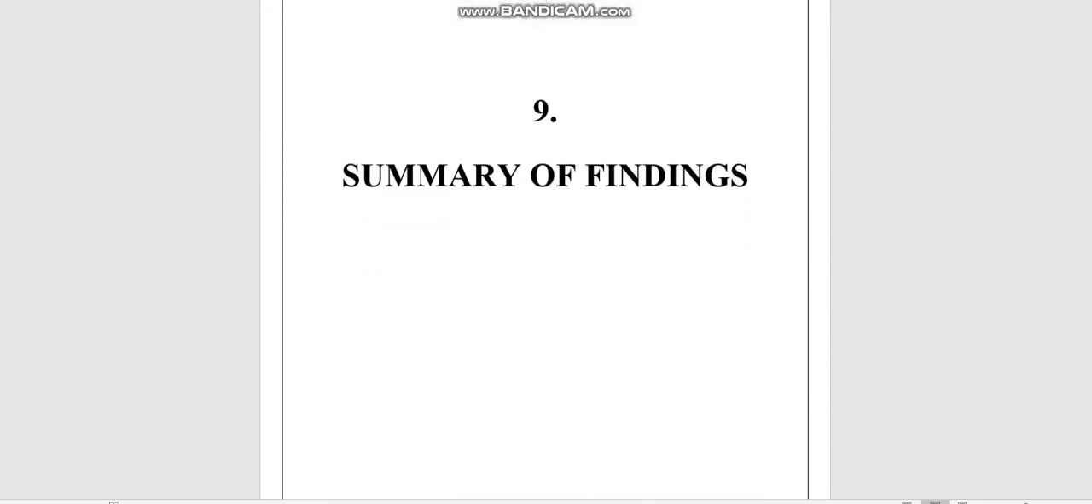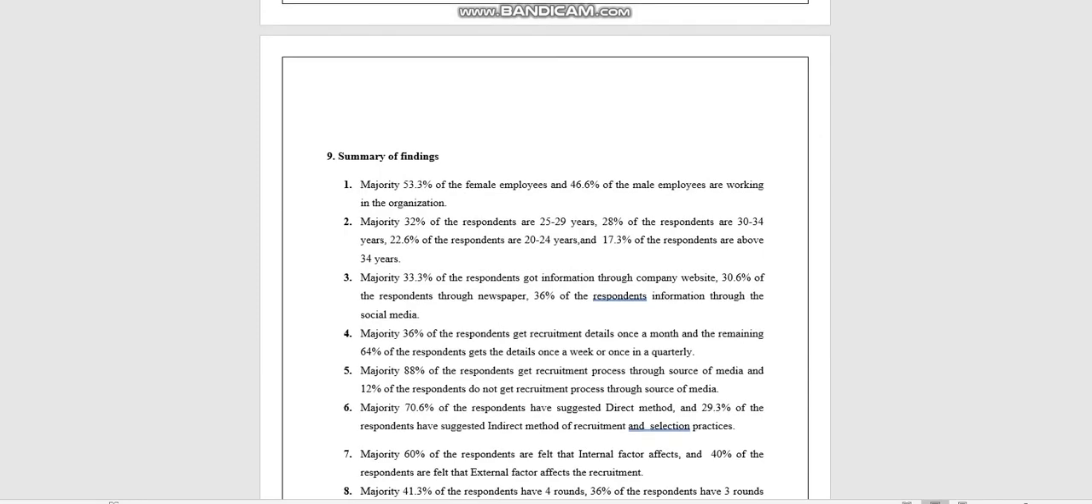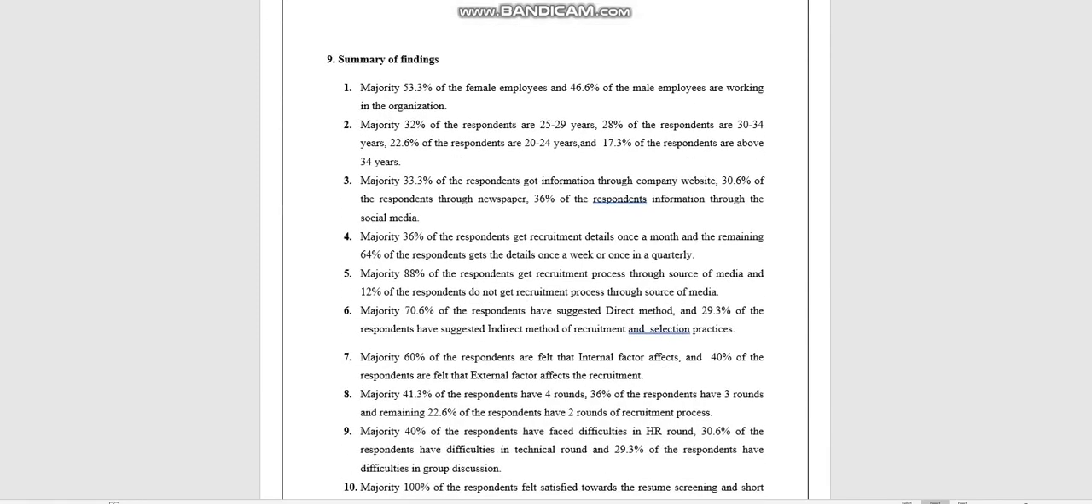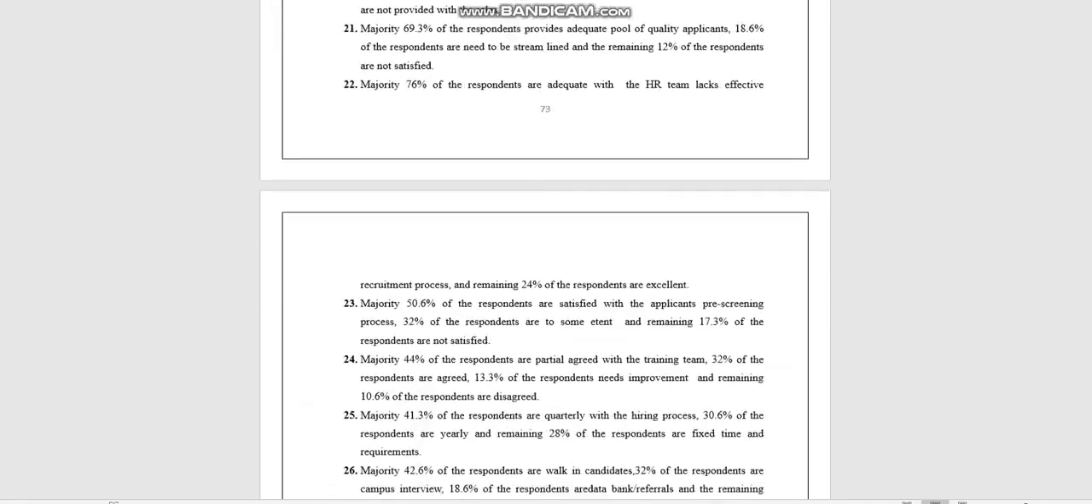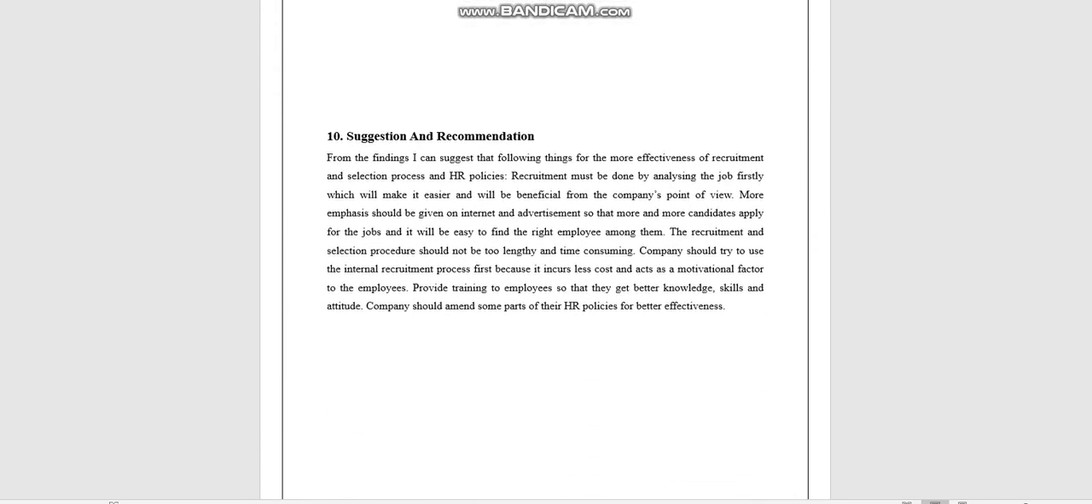And next is the summary of findings. The summary of findings will contain the major drawbacks and major findings analyzed from the above survey data. So from the above survey data, I have analyzed some set of findings and I am giving some suggestions for that.